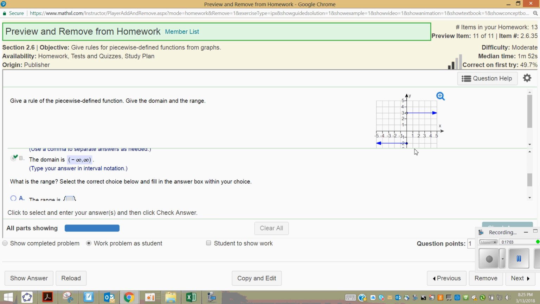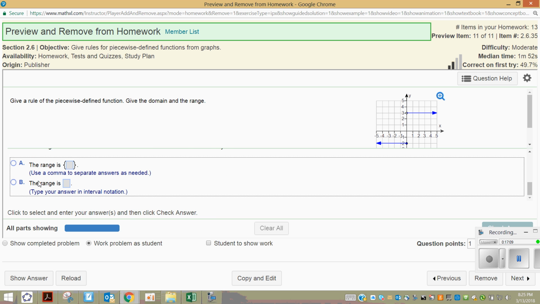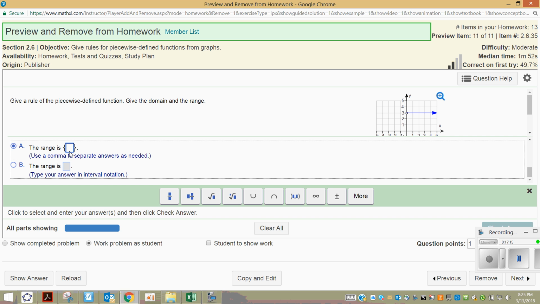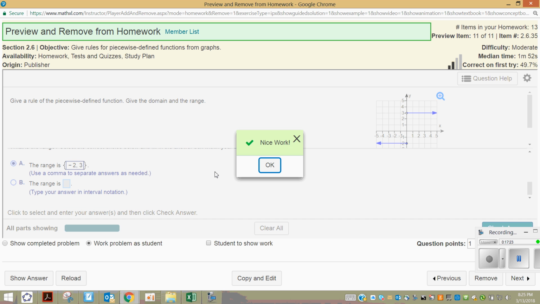The range are the y values. The y values can only be either negative 2 or positive 3. So this time I do want to do the listing version with the curly braces, not an interval, because it's not a continuous range. It's a discrete range with only a finite number of values. So negative 2 and positive 3 are the only y values in the range.